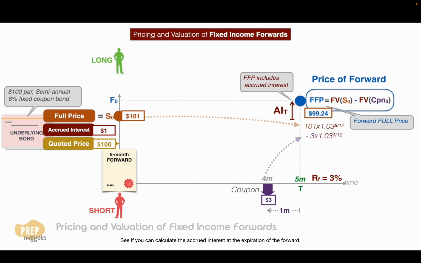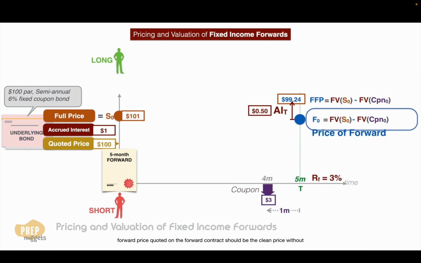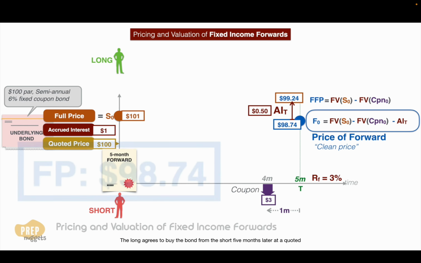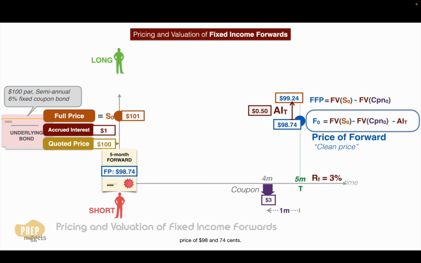For some practice, see if you can calculate the accrued interest at the expiration of the forward. Well, you should get 50 cents, as there is just 1 month of accrual from the last coupon. The forward price quoted on the forward contract should be the clean price without the accrued interest. So in this example, the forward price of the contract at initiation is $98.74. The long agrees to buy the bond from the short 5 months later at a quoted price of $98.74.